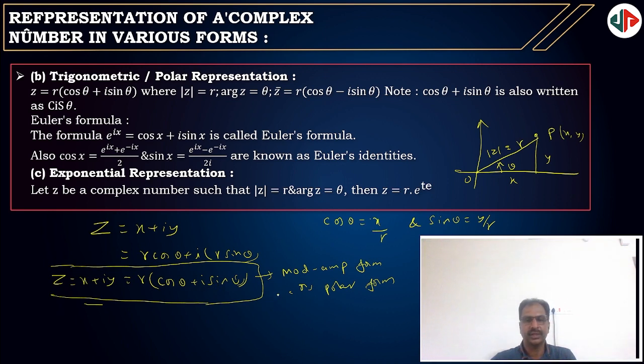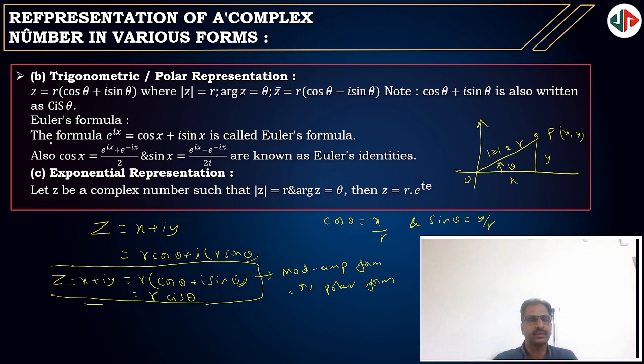This cos theta plus i sin theta can also be written in short form as cis theta. So r cis theta is known as mod amplitude form because r is modulus, theta is amplitude. So remember, any complex number x plus iy can be written in the form of r into cos theta plus i sin theta. In short, it is written as r cis theta. That form is known as mod amplitude form. Theta is known as amplitude, r is known as modulus.